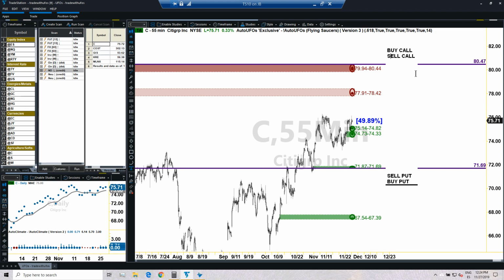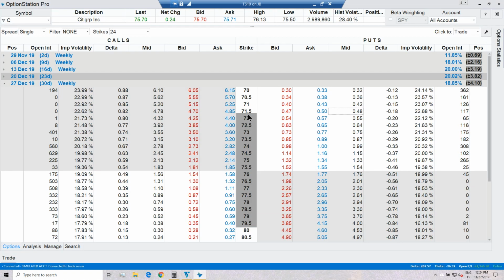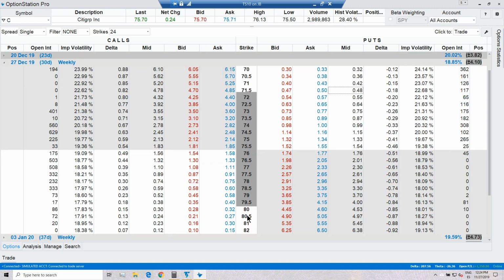Okay, so basically we got 80.5 above. We got 71.5 below. We talked about this already. So now what we want to do is buy something below 71.5. So what's available? That's the question. Below 71.5 we got 71 or 70.5. Okay, and above 80.5 we got 81 and then 82. Okay, 81 and then 82.